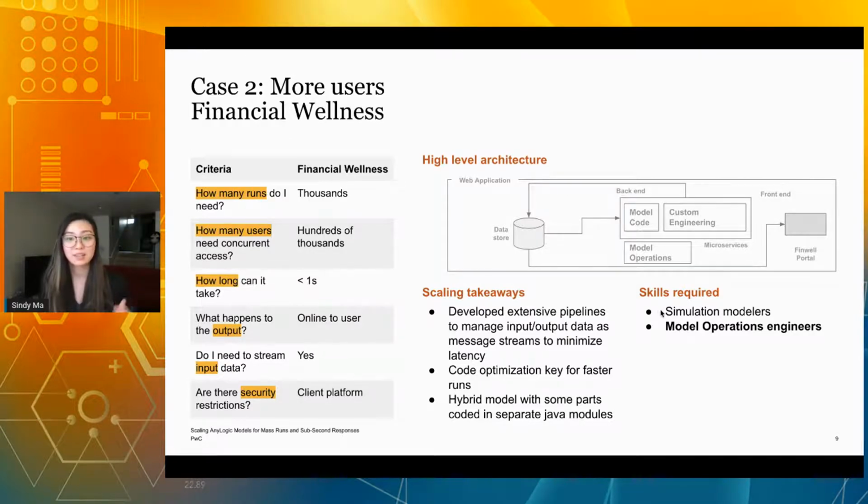In this case, of course, we have our simulation modelers as our skills needed, but really a lot of model operations engineers were used to pull this off. To summarize, the key here was that the AnyLogic model was sitting in a jar file with a lot of custom engineering sitting around it in order to feed a front-end FinWorld portal. And in this case, everything was coded up so that you could access the model via an API. So it's all quite efficient for front-end developers. They don't need to deal with anything that they haven't done before, even though the simulation technology was new for them.